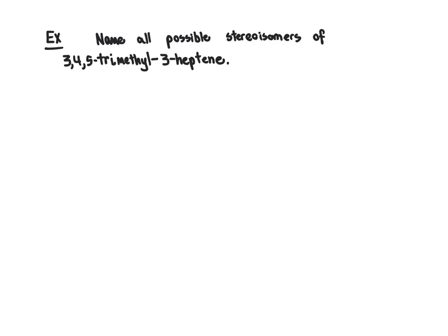In this problem, we're asked to name all of the possible stereoisomers of 3,4,5-trimethyl-3-heptene. When we're talking about stereoisomers, what we're referring to here are all the possible diastereomers and enantiomers of this molecule, whichever are possible. So we're looking at the sum of diastereomers plus enantiomers.